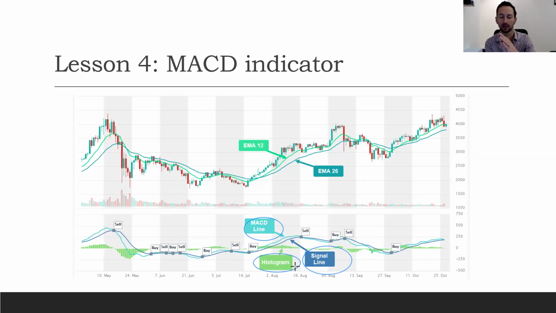And so as the MACD line and signal line diverge, the histogram bars rise. As the MACD line and signal line converge, the histogram bars decline or even dip into negative.